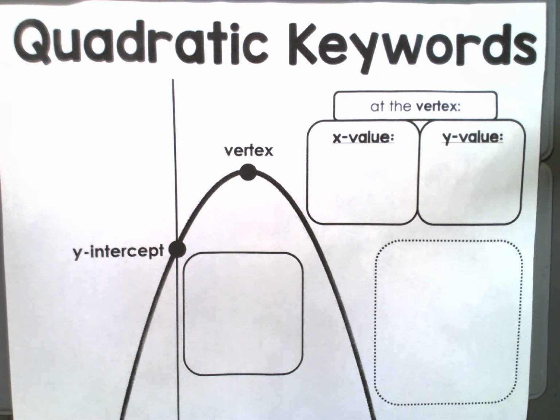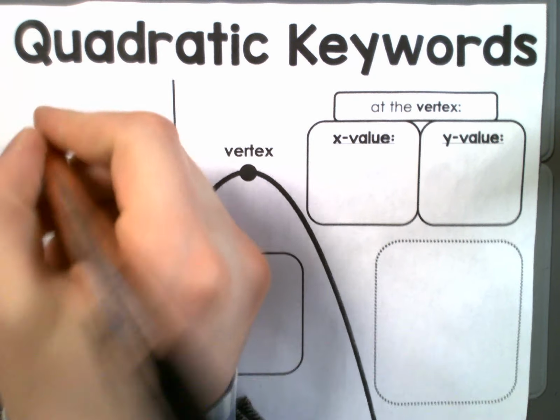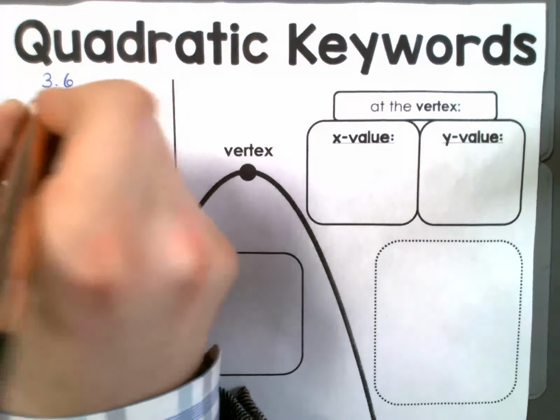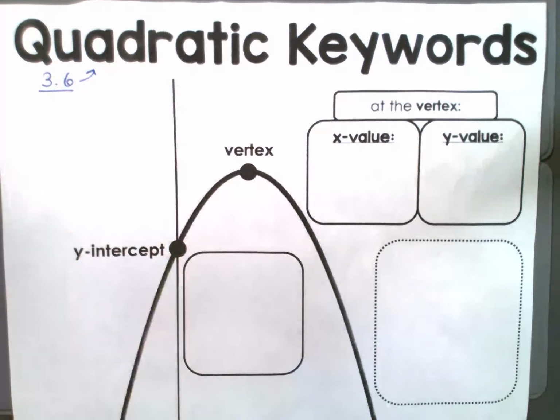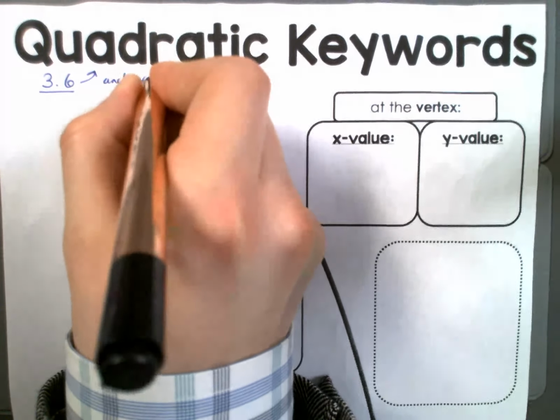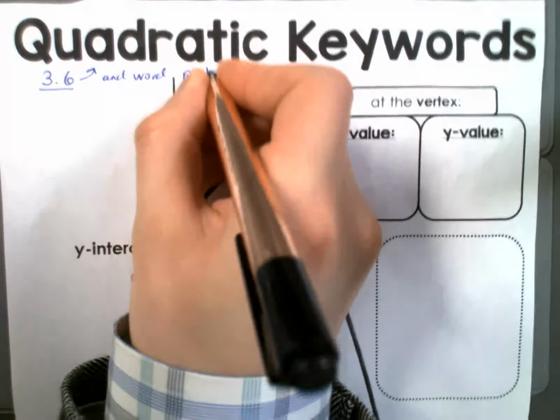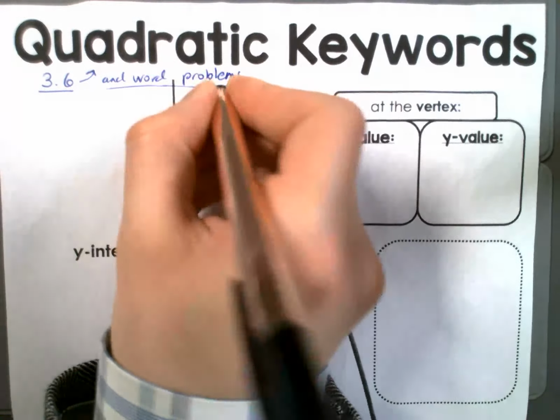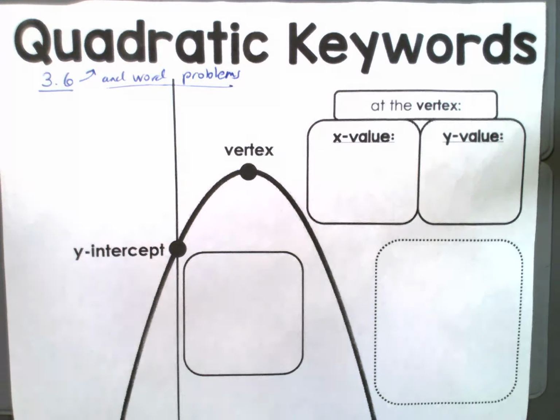So today we're going to be talking about, this is under 3.6, quadratic keywords and word problems. Okay? That's what we're talking about today.